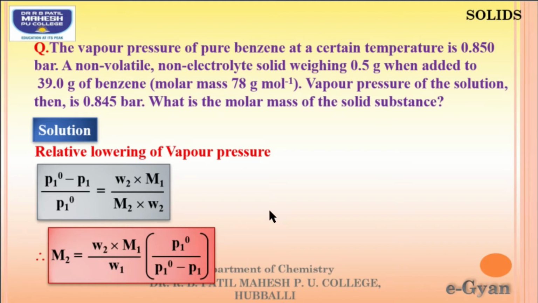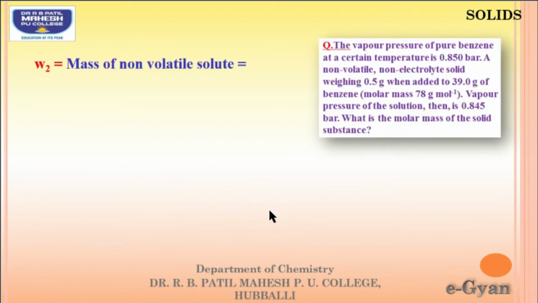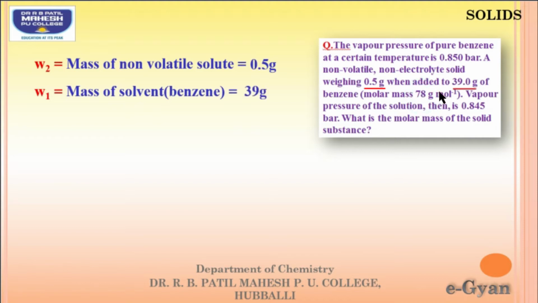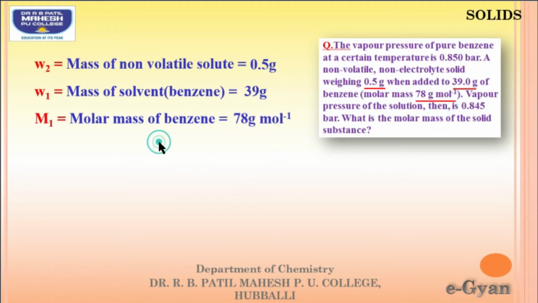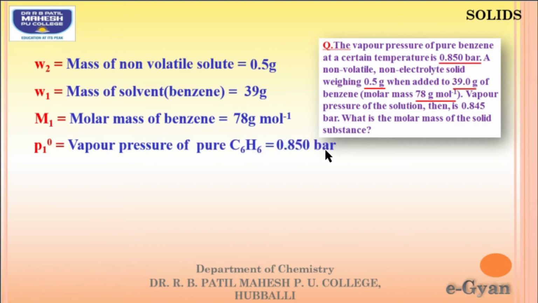So let us try to substitute. From the question, W2, the mass of the non-volatile solid, is 0.5 gram. W1, the mass of the solvent benzene, is 39 gram. Then M1, the molar mass of benzene, is 78 grams per mole. They have given the vapor pressure of pure benzene as 0.850 bar, and that of the solution as 0.845.